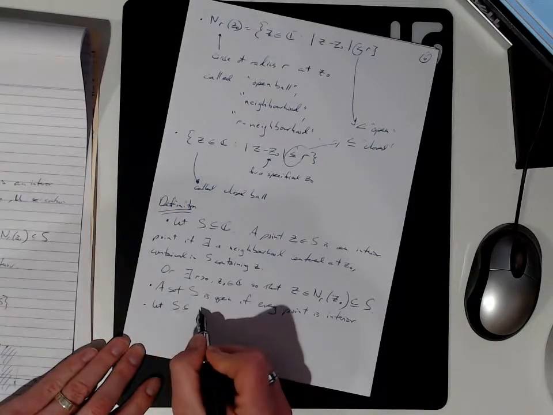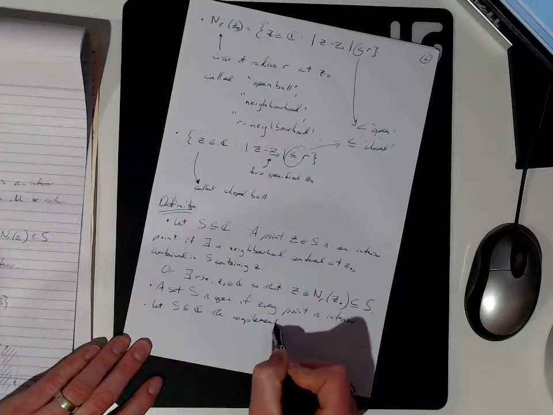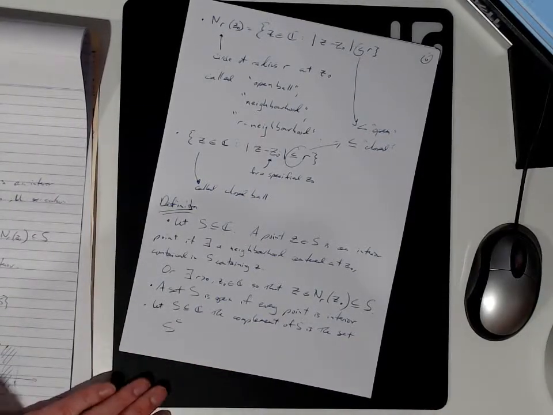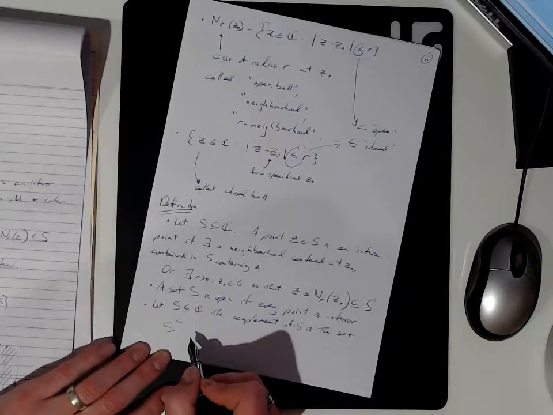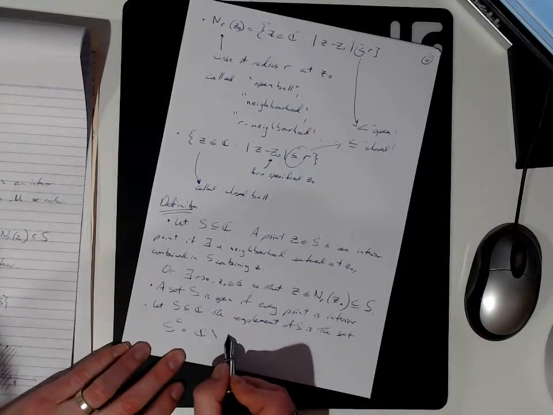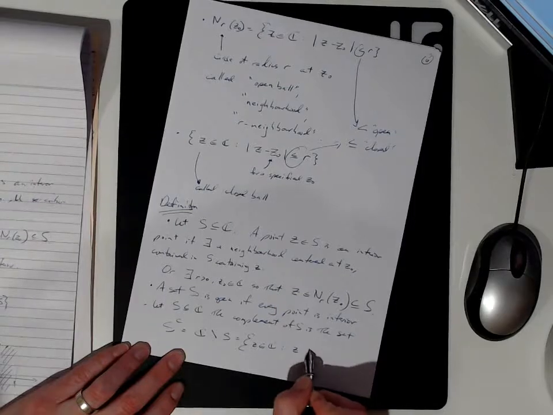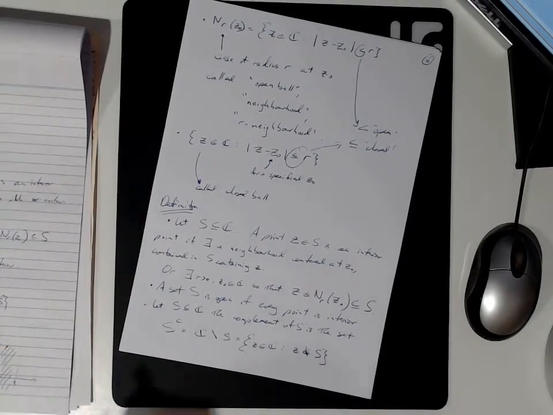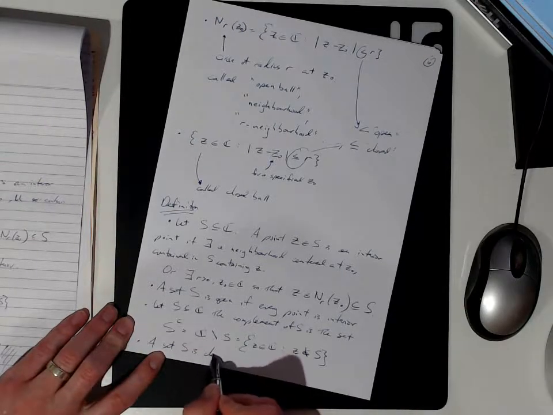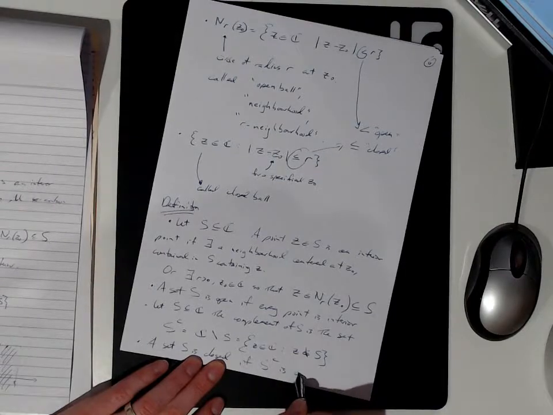So let S be a subset of C. The complement of S, often denoted with a little c above, is the set of complex numbers minus S, just the elements in the complex numbers so that z is not an element of S. And lastly, a set S is closed if S complement is open.